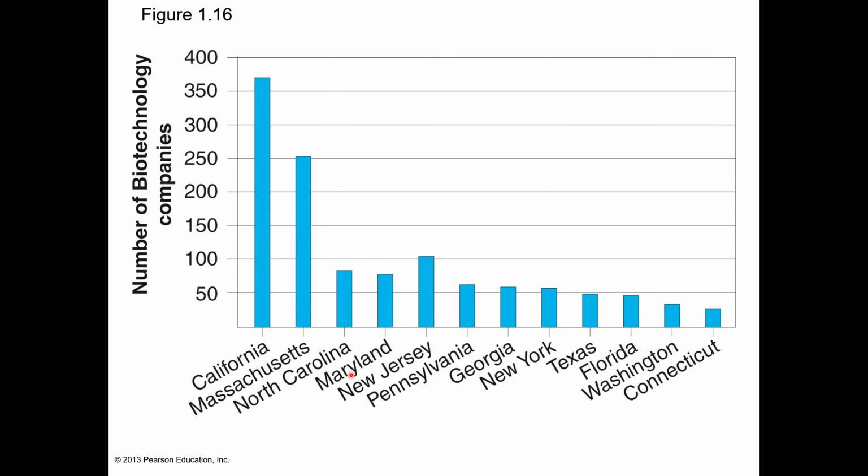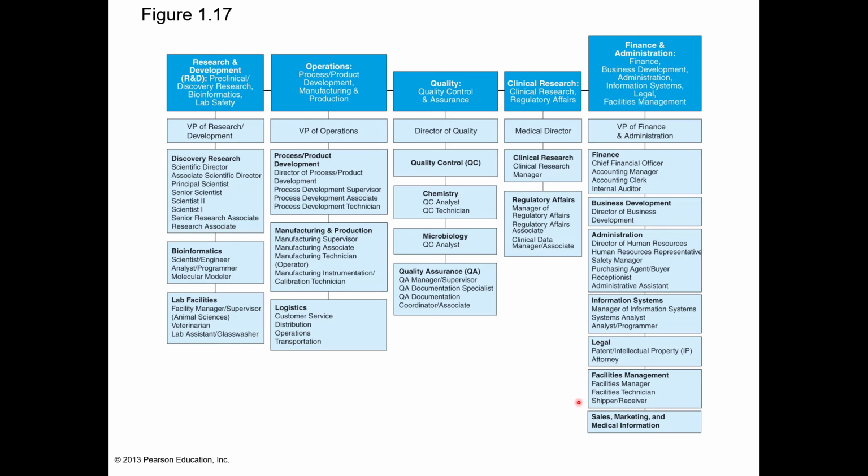Here we have figure 1.16, distribution of United States biotechnology companies. Public and private biotech companies are located throughout the U.S. We have California has the most, over 350. Wow, Rhode Island's not even on the map. Massachusetts has 250. So, fortunately, that's on both sides of the U.S. We have West Coast with Cali, and then Massachusetts is on the East Coast. And then these here are somewhat in between. We got North Carolina, Maryland is on our end, New Jersey, Pennsylvania, Georgia, New York, Texas, Florida, Washington, Connecticut.